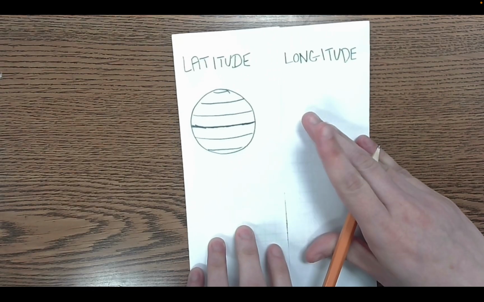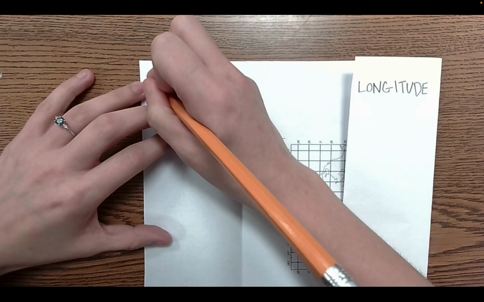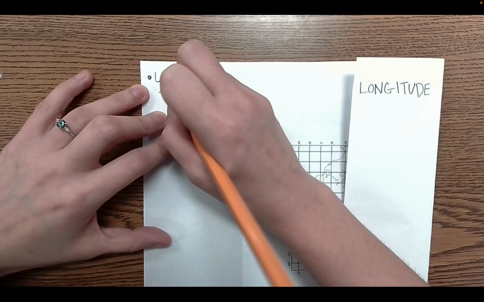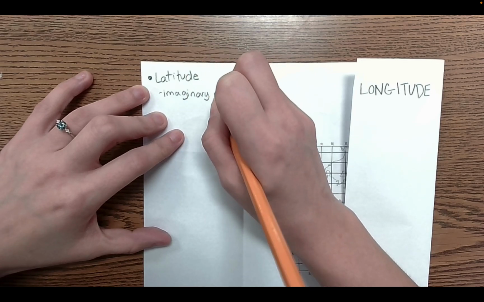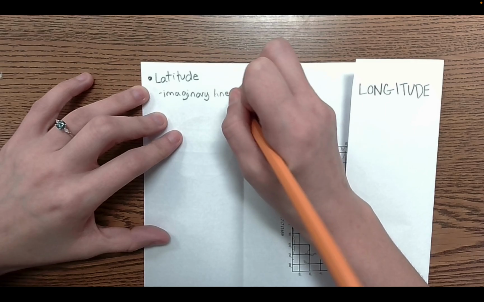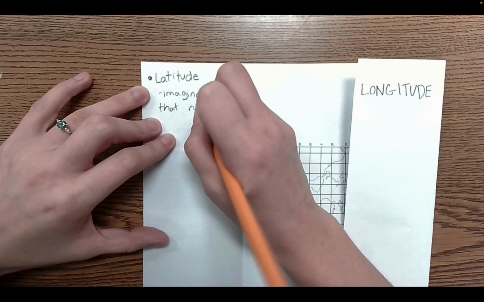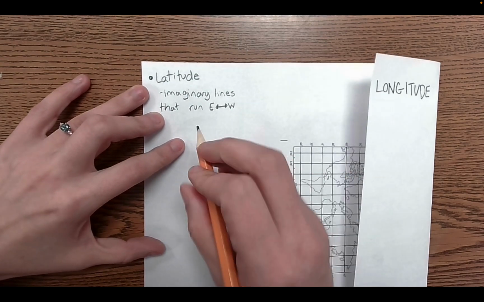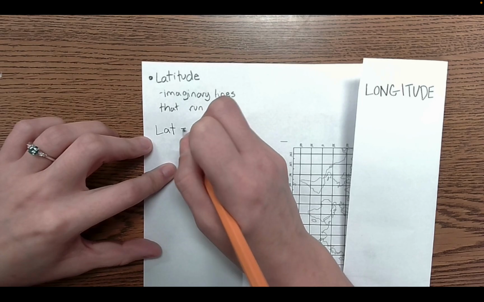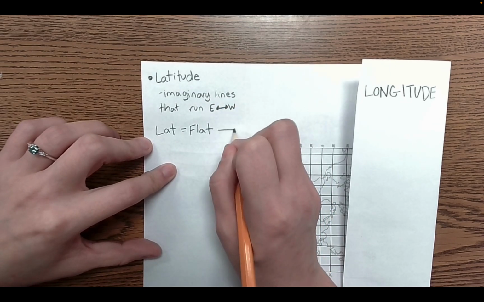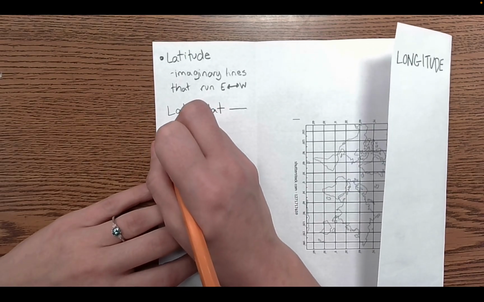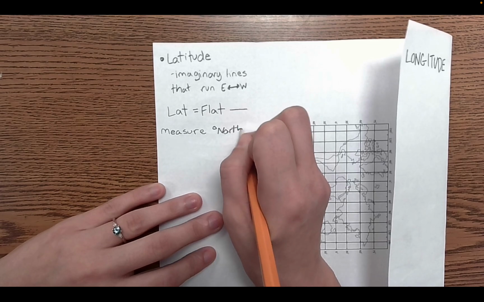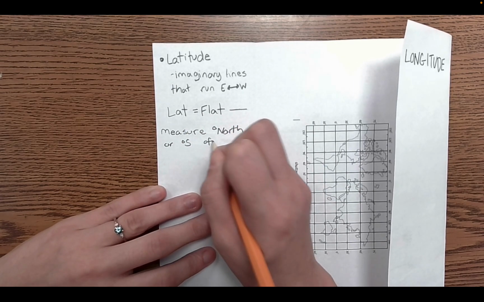All right, so let's take a closer look at latitude. What can we tell from it? So latitude, I'm going to write it again here. They are these imaginary lines. So you can't actually see them, but they're there. And they go east to west. That's what E to W means. So they go across. So you're going to remember lat, flats. They're flats.